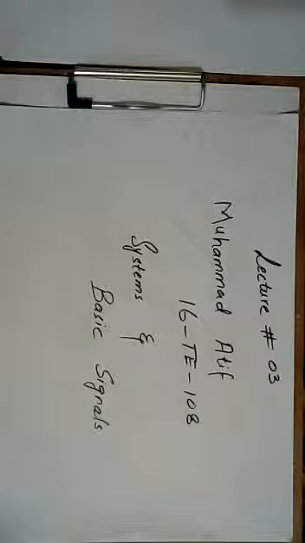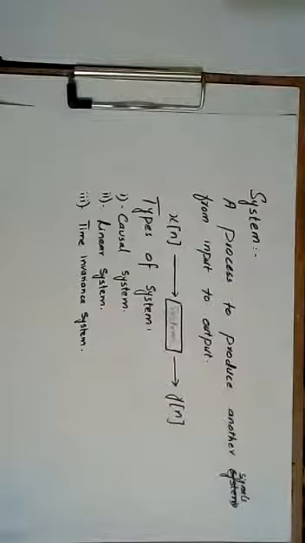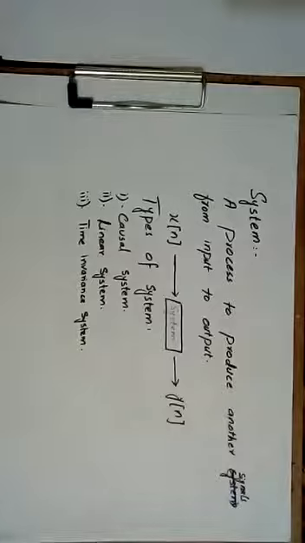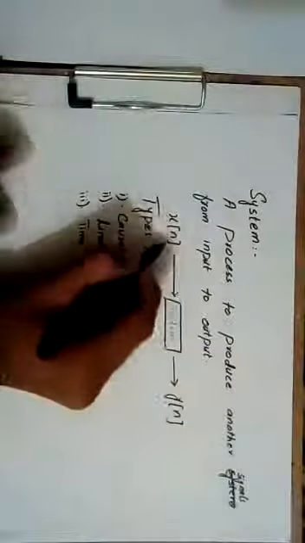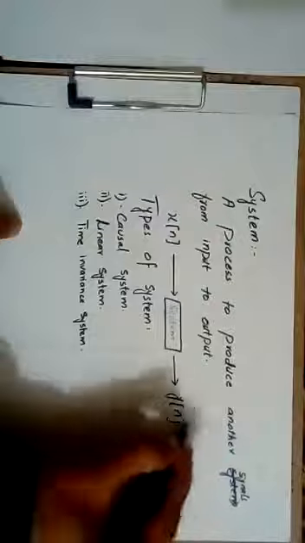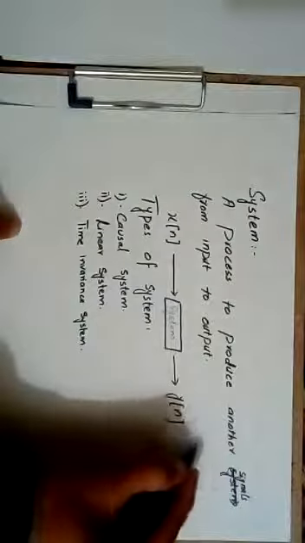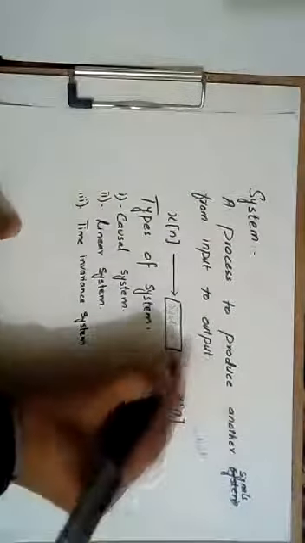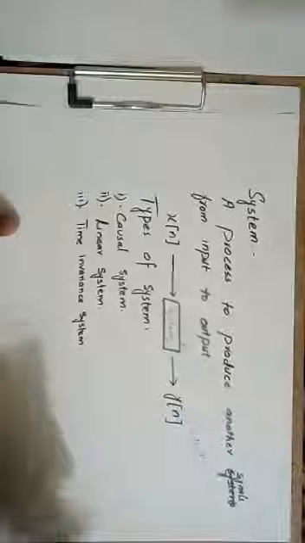Today I will explain system and basic signals. Now moving toward the system. A system is basically a process to produce other signals from an input. Here x of n represents the input of the system, y of n represents the output of the system, and this block represents the system.